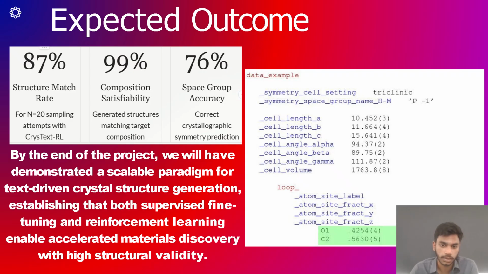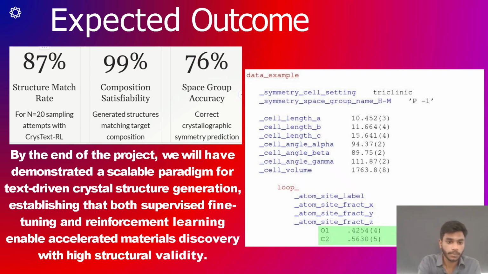The expected output will vary based on the input we give. We are mainly focused on Crystext, or crystal structure generation, which is possible and also scalable. By combining supervised learning and reinforcement learning, we can achieve high structural accuracy, so our expected output is up to 99% composition satisfiable and 87% structure match rate. It also varies by many things in the project.